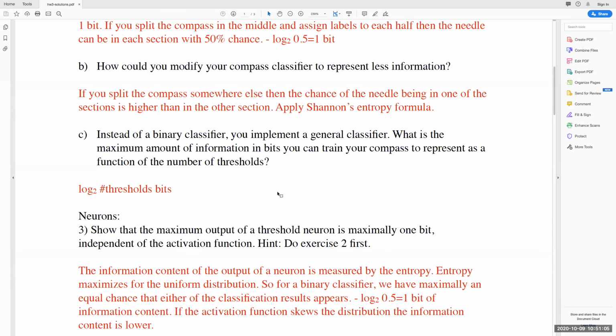Question: how would you solve for the number of thresholds in a multi-class case? Well, in this particular exercise, you're basically taking the compass and saying north enough, south enough, east enough, west enough, right? And in order to do that, you create 3 thresholds, and now you have 4 classes, right? And that gives you 2 bits.